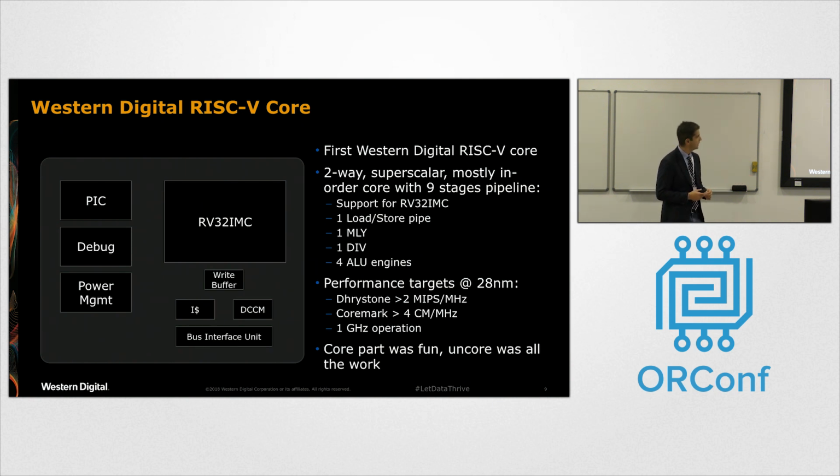And we have 1 load store pipe, 1 multiply engine, 1 divider, and 4 ALU engines. The performance targets that we were given were Dhrystone better than 2 MIPS per megahertz, and CoreMark better than 4 CoreMarks per megahertz, and the capability to do 1 gigahertz operation.